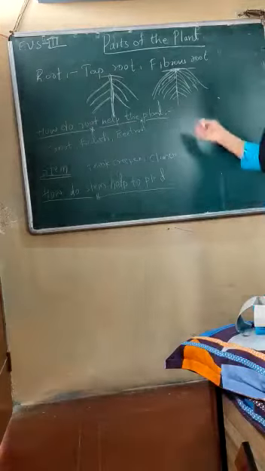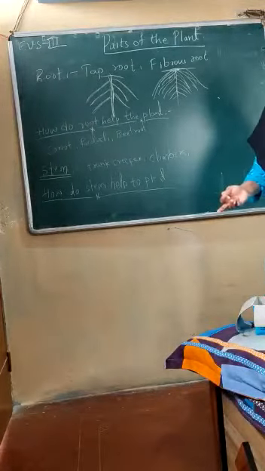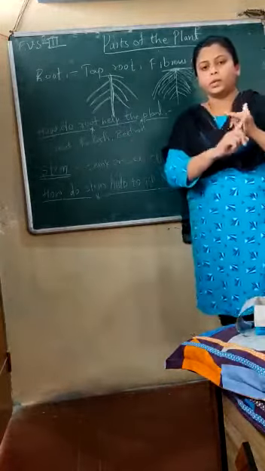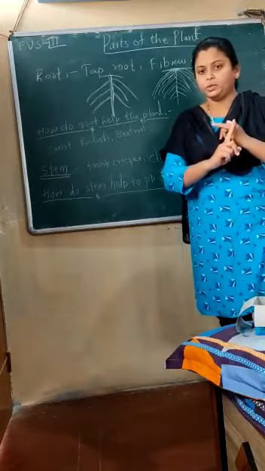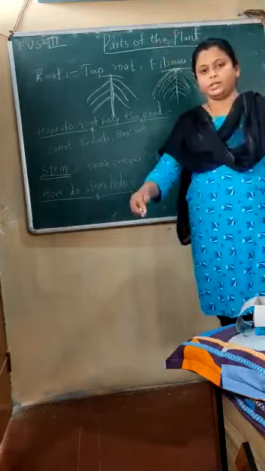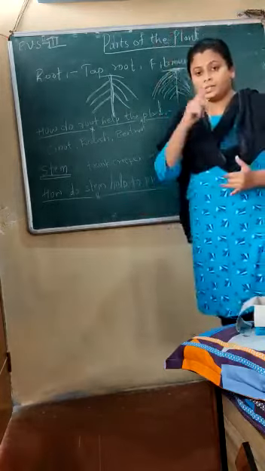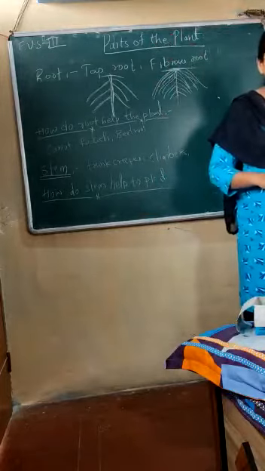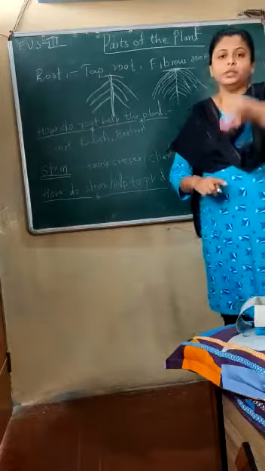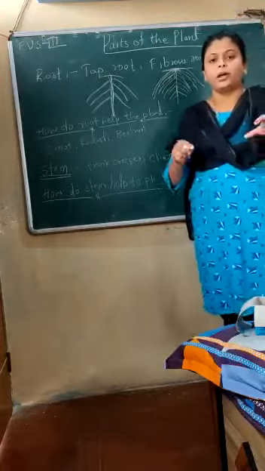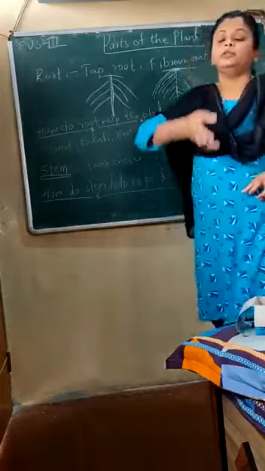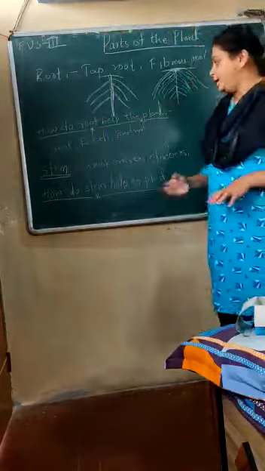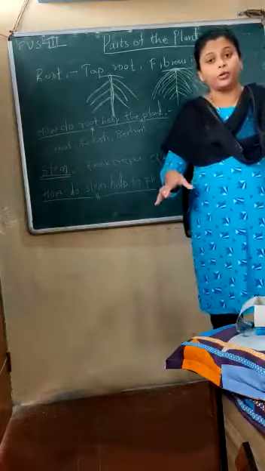Then how are these roots going to help the plant? See children, as we know, roots hold the plant. If there is no root, there is no plant. The plant cannot stand straight. And then roots help to pass the water and minerals from the soil. They will suck the water and minerals from the soil and pass them to the whole plant body. And they are just like a support for the plant.